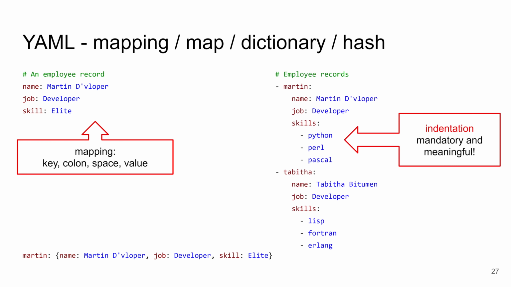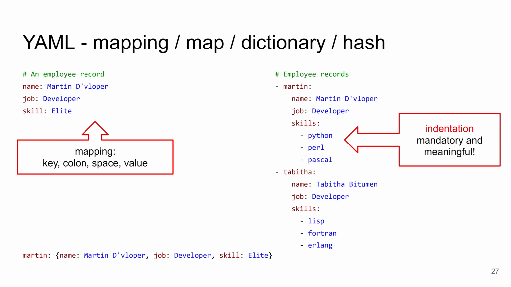Now in YAML, indentation is mandatory and meaningful. So this is also in contrast to JSON or XML or RDF, where whitespace was generally ignored. So in YAML, this is meaningful, and it will render your YAML file invalid or interpreted in a wrong way if you do not follow the indentation rules.